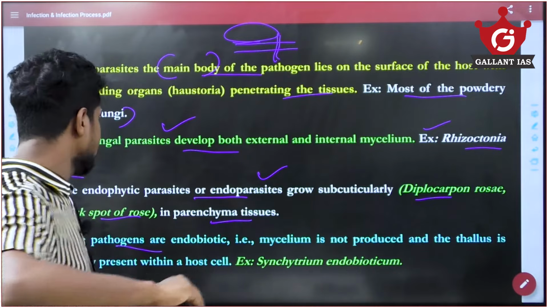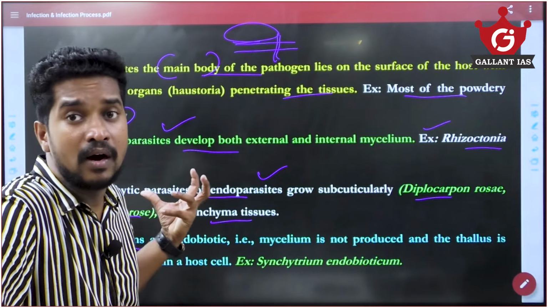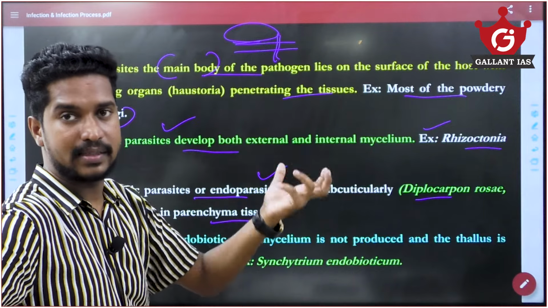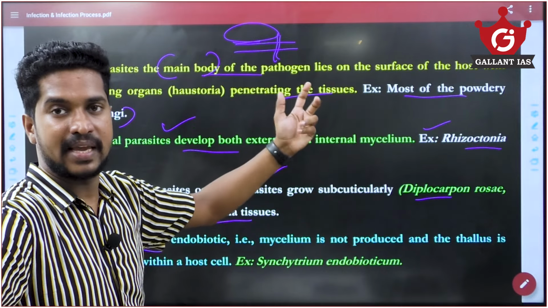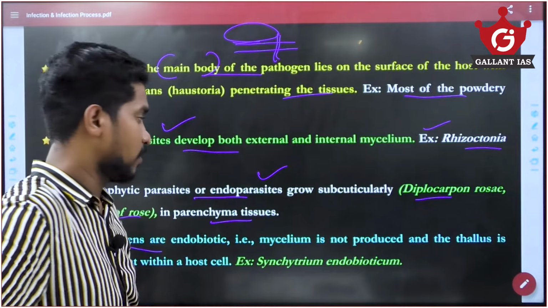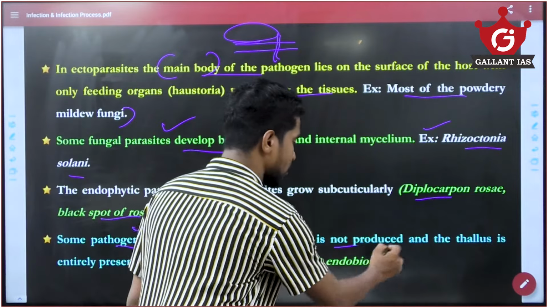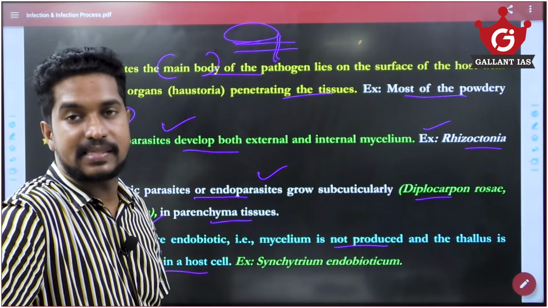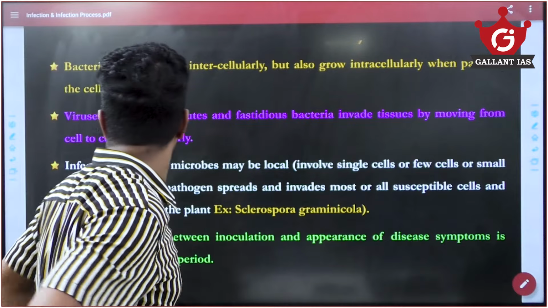Some pathogens are endobiotic, that is, mycelium is not produced. Thallus means the body; in algae, bryophytes and fungi, which are lower forms, we use the term thallus instead of plant body. So in endobiotic pathogens the thallus is entirely present within a host cell. Example, Synchytrium endobioticum.